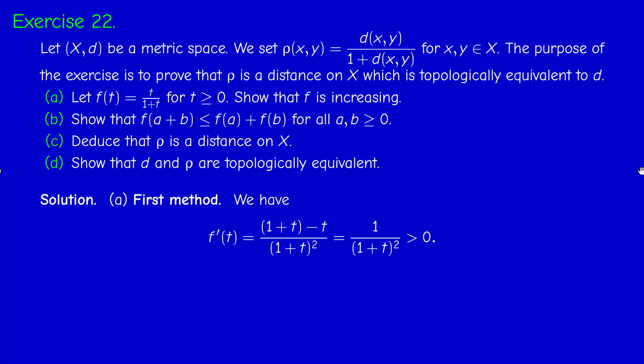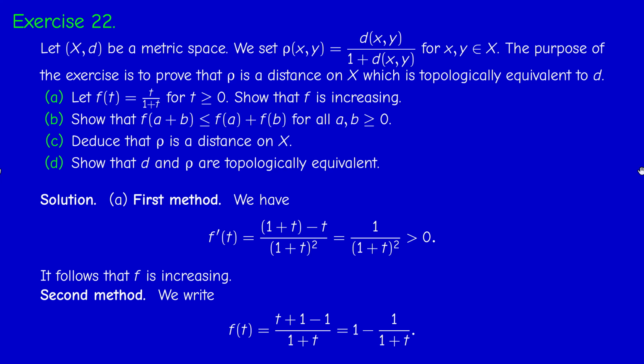So the easiest thing to do is to take the derivative. And when you take the derivative, you get something positive. So f is increasing. But there's another method, actually, more algebraic, that doesn't involve derivatives. Just rewrite f of t as 1 minus 1 over 1 plus t. So just add and subtract 1 in the numerator. Okay, and now what do we have here? 1 over 1 plus t is decreasing because it's an inverse, but when we take the minus, it's increasing again.